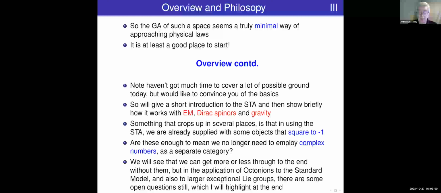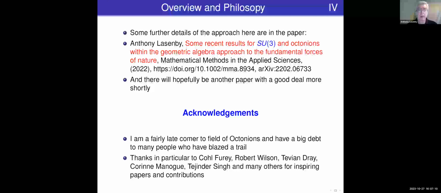But in the application of Octonions to the standard model and also to larger exceptional groups, there are some open questions which I'll highlight and bring forward a solution that may be of interest. And just to say generally, there's more details of the approach in this paper, which was published in Mathematical Methods in the Applied Sciences last year. The details are there. There's an arXiv version as well, which I should update to the published version. And hopefully there'll be another paper with a good deal more shortly.